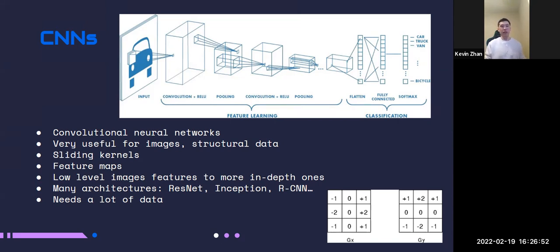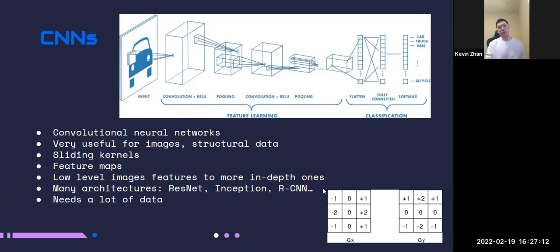But a key thing is that CNNs, like any other neural network, need a lot of data, right? And like I said before, sometimes with these rare disorders, the data is simply not there. It doesn't exist. Not enough patients have that, or not enough images of patients who have that disorder are out there, right?